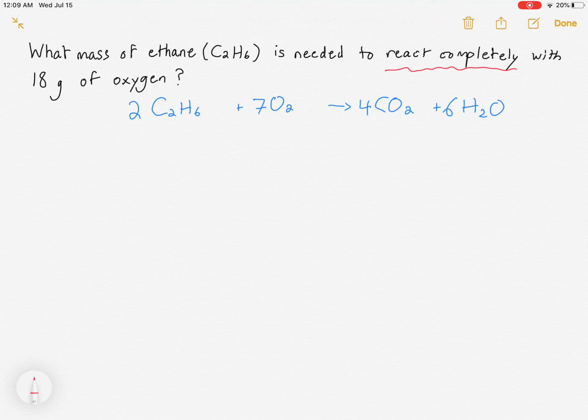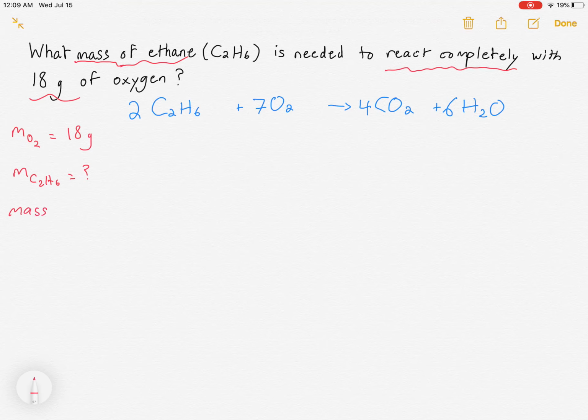So, what mass of ethane is needed to react completely with 18 grams of oxygen? We've set up our equation, predicted our products, and balanced it. Now what we want to do is set up our given and our unknown. What we are given is the mass of the oxygen gas, or the mass of O2. We know that that's 18 grams. We're assuming that we have an 18 gram sample of oxygen, and it's going to react completely with an unknown mass of ethane. And that is our unknown, the mass of ethane, or C2H6.